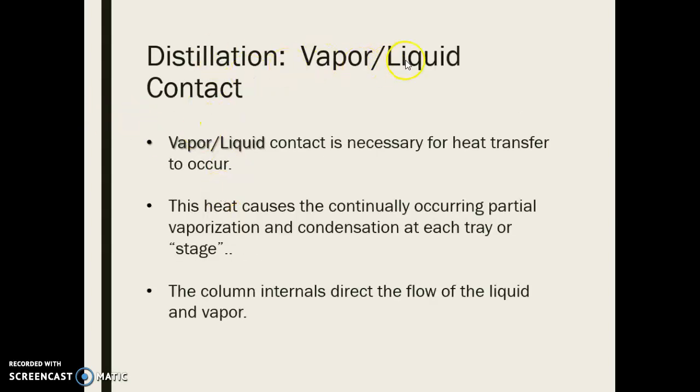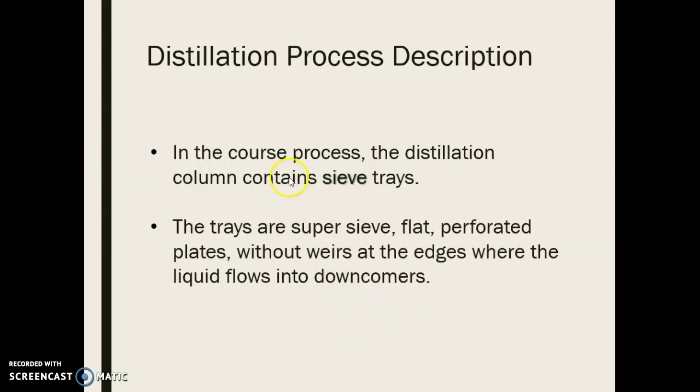Now, we're going to talk about the vapor-liquid contacts. So vapor-liquid contact is necessary for the heat transfer to occur. This heat causes the continually occurring partial vaporization and condensation at each of these stages and trays. So the column internals direct the flow of the liquid and the vapor. In this course, the distillation column will contain sieve trays. These trays are flat perforated plates without weirs at the edges.